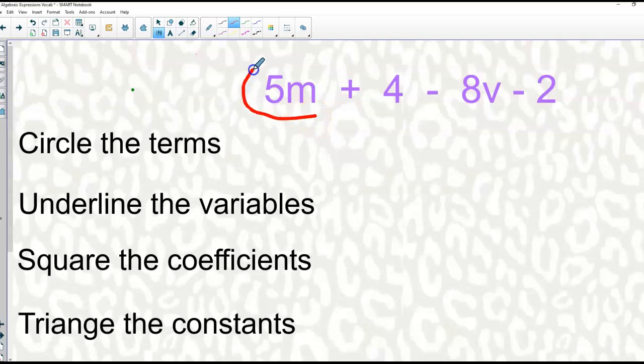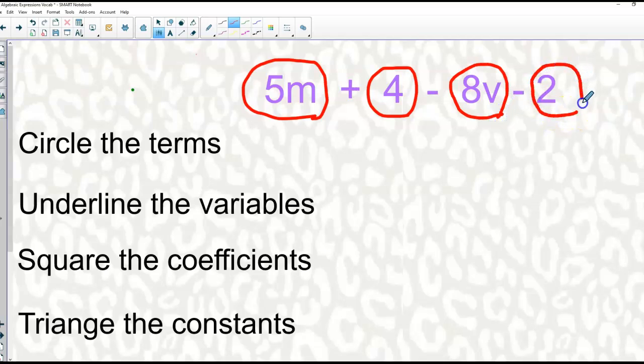So we could say that 5m is a term, right? 4 is a term. 8v is a term. And so is 2. Those are all terms, right? They're parts that are separated by adding or subtracting.